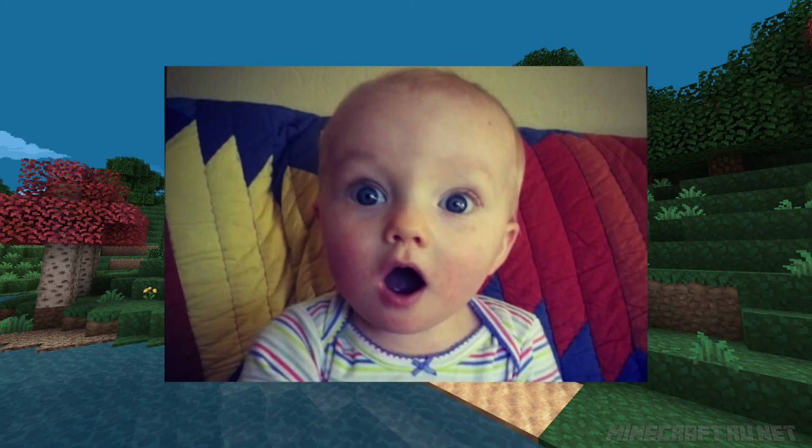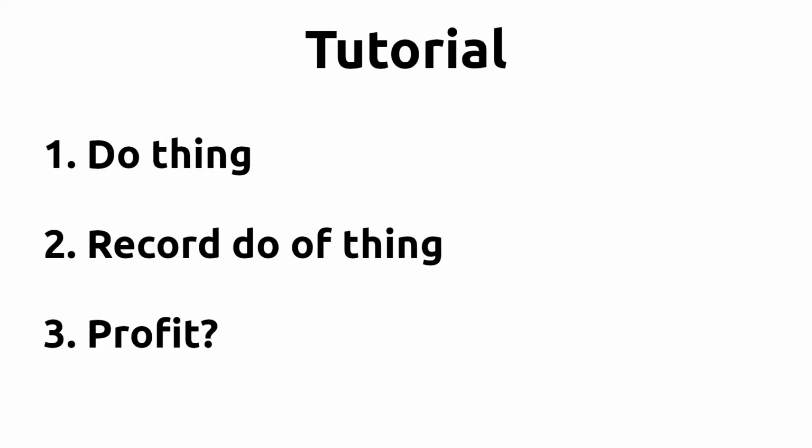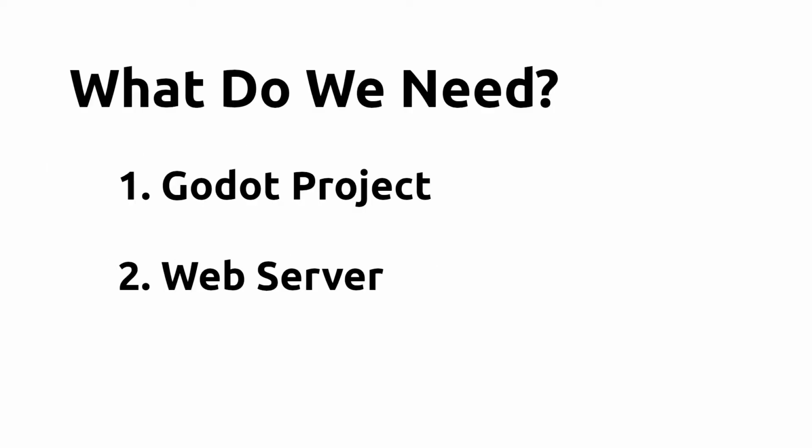Alright, so you've got your beautiful Godot game that is going to stun the masses, and you want a high scoreboard for your users. This will be a quick and dirty walkthrough showing you how to accomplish that at a very basic level. So what do we need? First up, we'll need your Godot project.